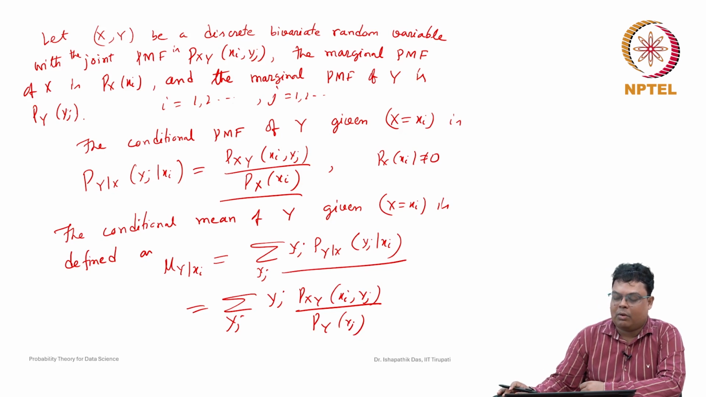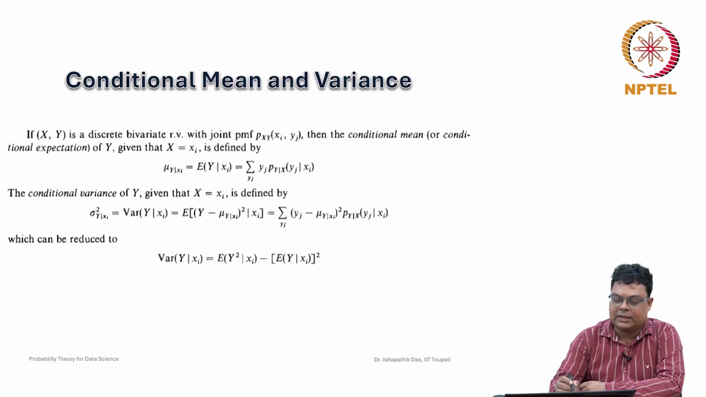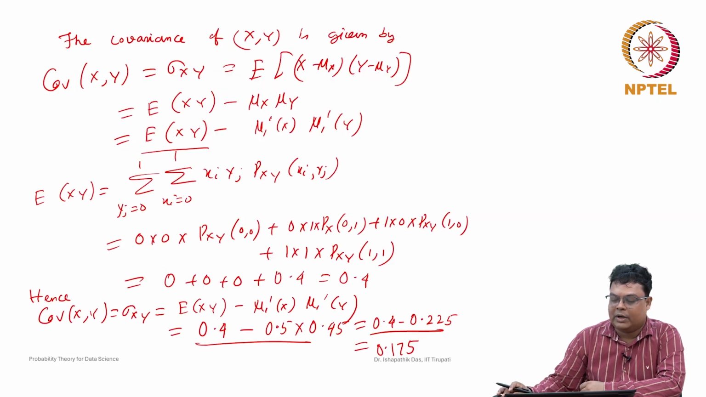So then what will be the variance? For the variance, sigma square y given xi is the variance of Y given xi. This is the expected value of Y minus mu of y given xi, whole square, given xi. So this is the formula, but it can be reduced like earlier and represented in a simplified form also. So let us write it down here.